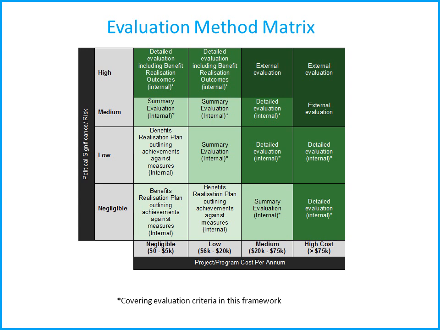A high risk, politically significant or risky project would require an external evaluation. However, a high cost project that was low risk could be done internally but through a detailed evaluation. A detailed evaluation is also used for projects that may cost very little but are of high risk or political significance. For projects that are low risk and low cost, summary evaluation methods are suitable.